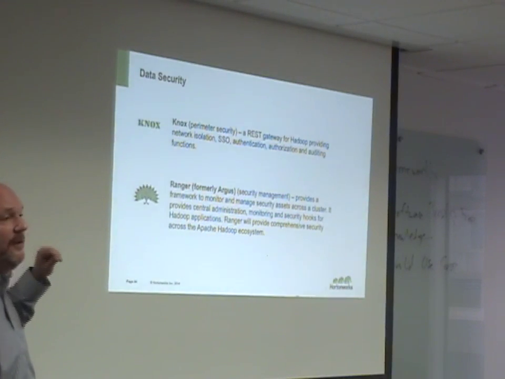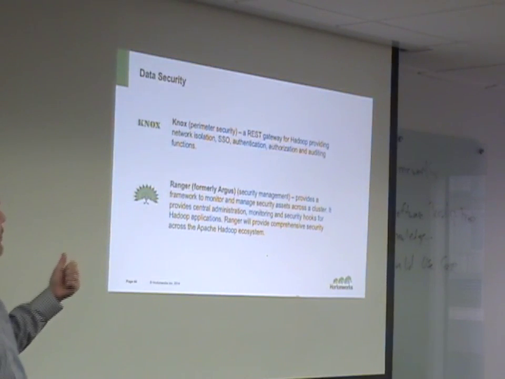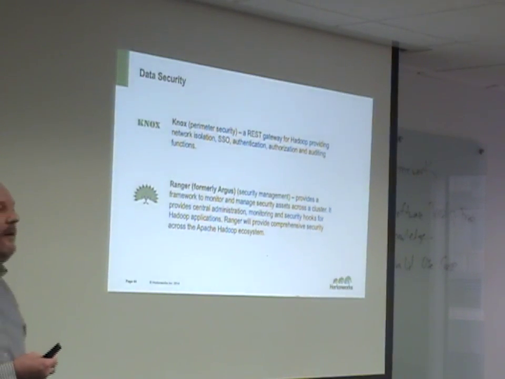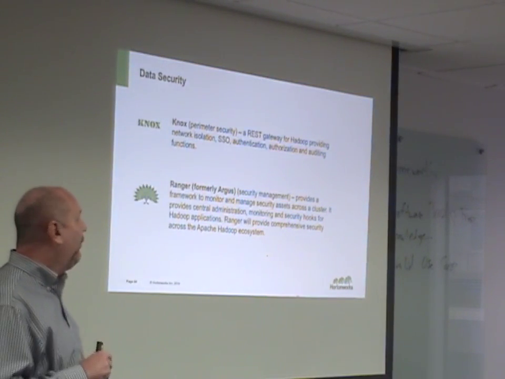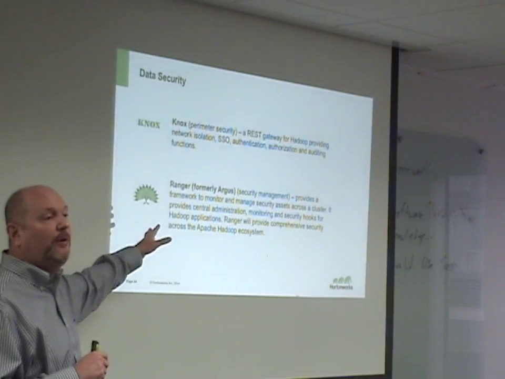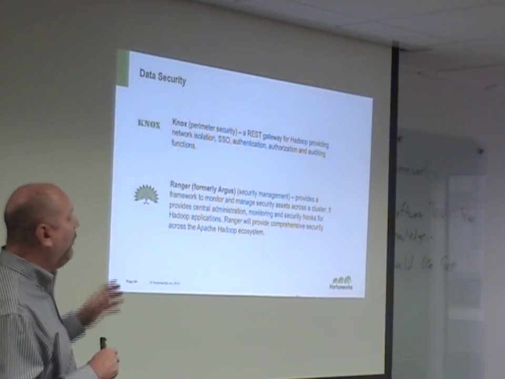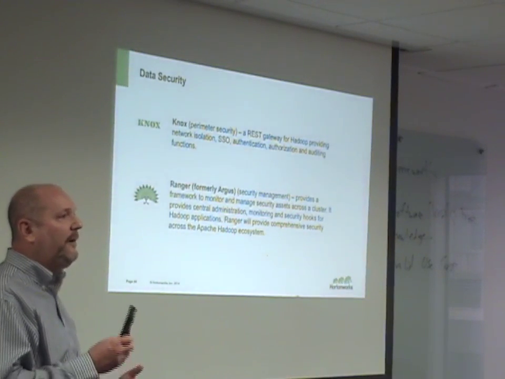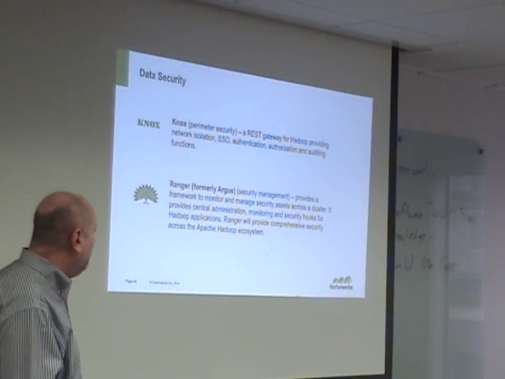Security, we have two main security components. I talked about Knox earlier. That's the perimeter piece. Ranger is what Paul was talking about earlier. We bought XA Secure, basically took their technology, open sourced it, and now it's actually an Apache project called Ranger. Ranger is essentially for more granular type security. It's for more of an authentication, authorization, accounting type of mechanism.